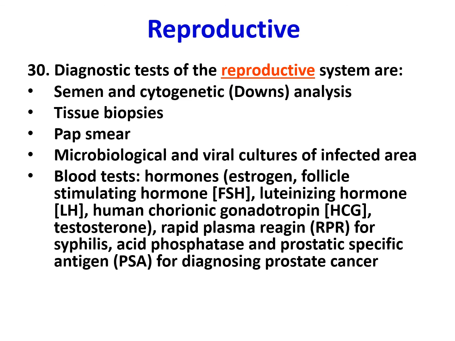So diagnostic tests for reproductive systems are as follows. You want to read through these. Everything from genetics, having to do with Downs analysis and things like that, semen analysis, all the way down to microbiology, cultures, to, of course, biopsies and pap smears, down to blood tests like hormone levels, and different kinds of tests like the RPR, the test for things like syphilis. And then the PSA, which aids in diagnosing prostate cancer. So make sure you understand the diagnostic tests that are done for those reproductive disorders.